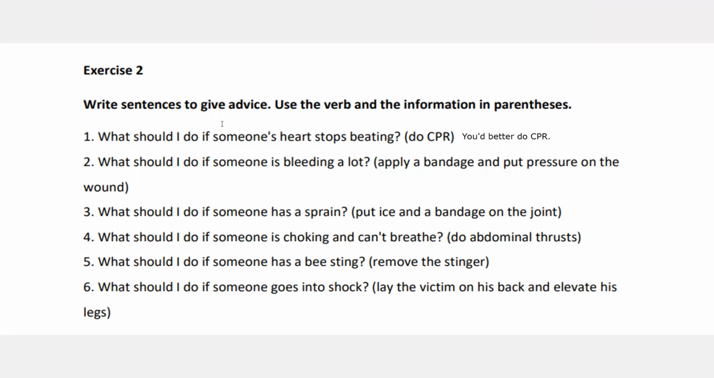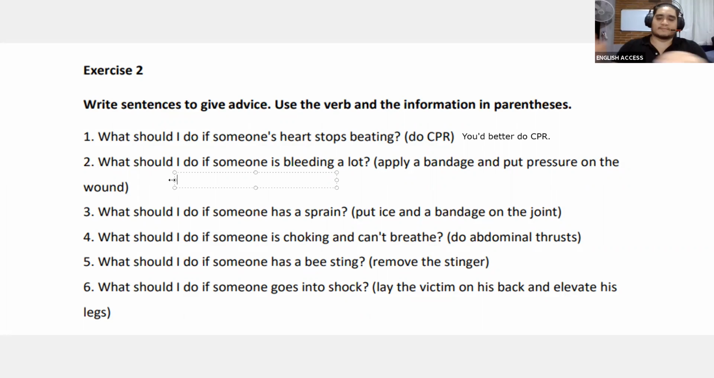What should I do if someone is bleeding a lot? You ought to apply a bandage and put pressure on the wound. Yes. Ought to. Perfect.